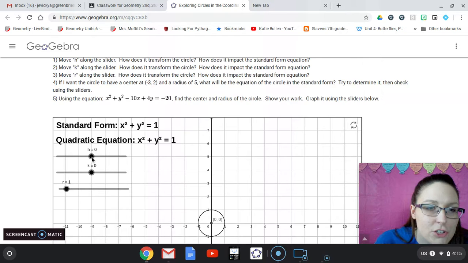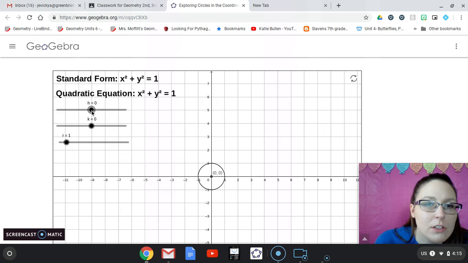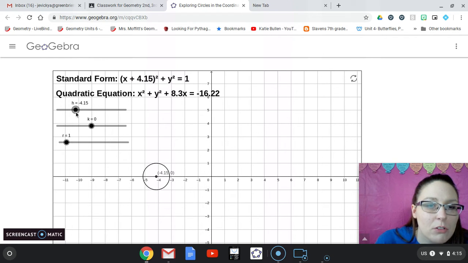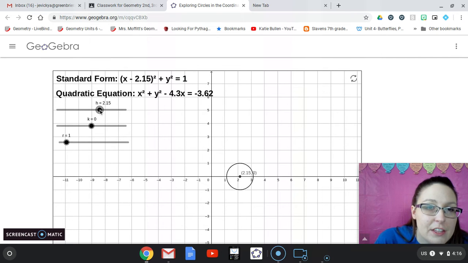When I start moving h, it's moving all around. Notice h is not changing the size of my circle, it's just sliding it left and right. That's changing the x value for the center of the circle, so this value now matches whatever I have for h. If h is 1.8, then the x value for the center is 1.8. In the standard form equation, we've got (x minus 1.8) squared, whereas before it was just x squared. As I move h, whatever this value is, that's what's being subtracted from x in your equation.